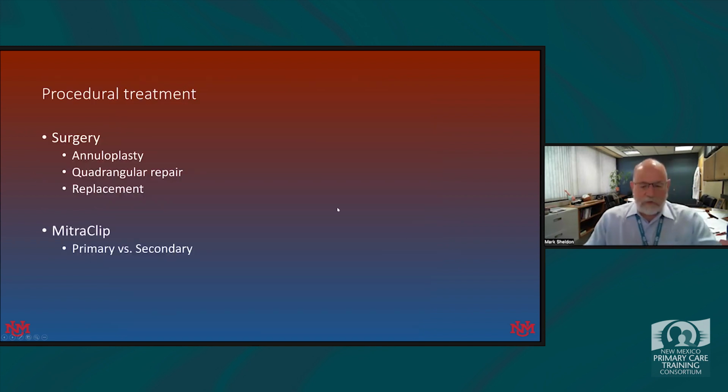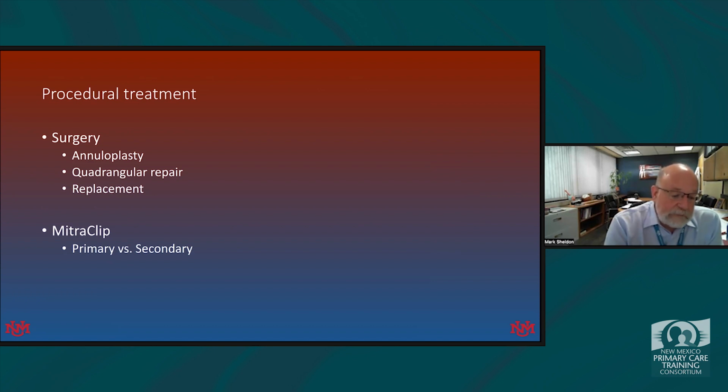The procedural treatment, as we've already alluded to, is surgery. There's simple annuloplasty, which is a ring around the annulus of the mitral valve, which cinches it up and may reduce greatly the amount of MR. There's a thing called the quadrangular repair that the surgeons will do, and I'll show you in a picture a little bit later on. And ultimately, sometimes these patients can't have that or don't respond to those repairs and need to have a replacement. Replacement valves are very similar to the valves I showed before, mechanical and bioprosthetic. They're just sized a little differently for the mitral annulus as opposed to the aortic annulus.